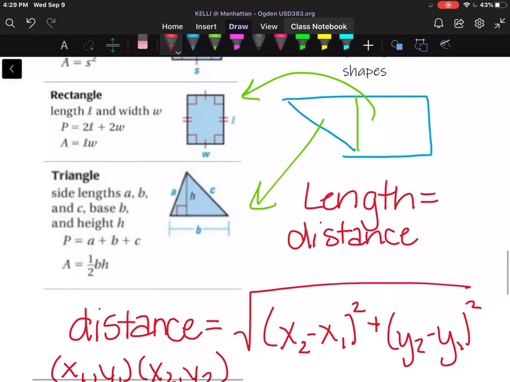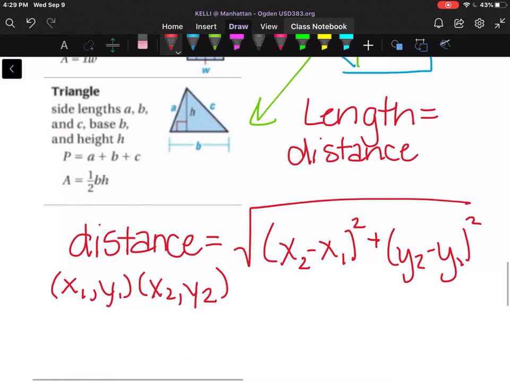And I'm not going to go over a ton of examples like that, because I think once you know that really if it gives you a graph or it gives you the points of figures and it asks you to find the area or perimeter, first you've got to find the length of each side using those points.